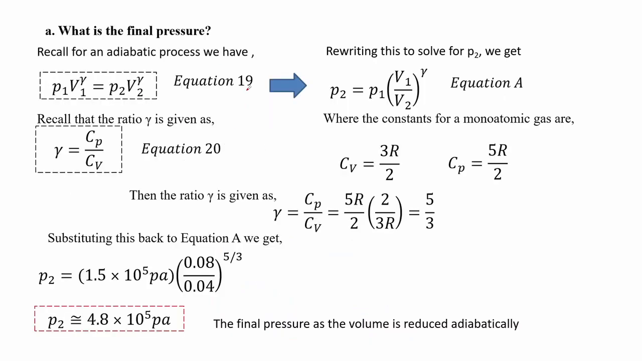For letter A, what is the final pressure? Note that for an adiabatic process the pressure-volume relationship is given by equation 19. Rewriting this to solve for the final pressure, we have equation 20. Recall that the ratio of the molar heat capacities is given by equation 20. We note that for monatomic gases we have the molar heat capacities for constant volume and constant pressure. Substituting these into equation 20, we get that it is 5/3. Substituting the values we have, the final pressure when the volume is reduced is about 4.8 times 10 to the power of 5 Pascals.